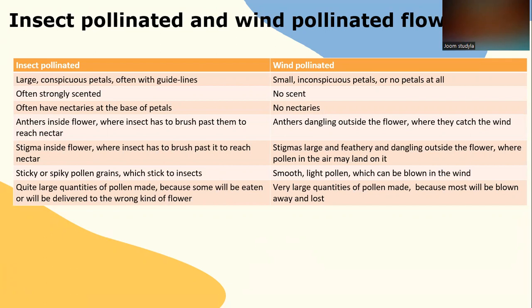If a flower is wind pollinated, it has small inconspicuous petals or no petals at all, no scent, no nectaries, and anthers dangling outside the flowers where they catch the wind. As you can see from the example on the previous slide, the stigma is large and feathery and dangling outside the flower, where pollen in the air may land on it. It has smooth, light pollen which can be blown in the wind, and a very large quantity of pollen is made because most will be blown away and lost.